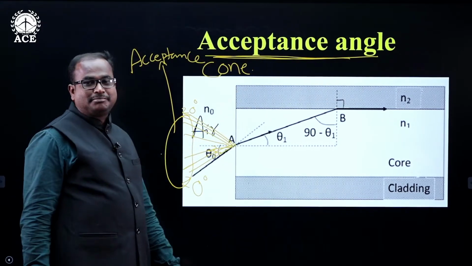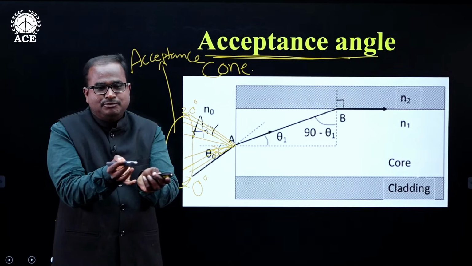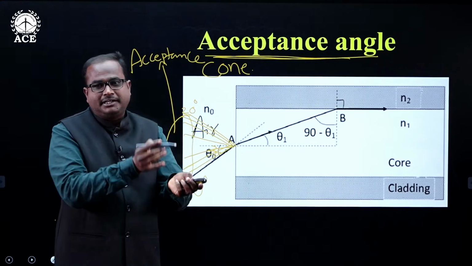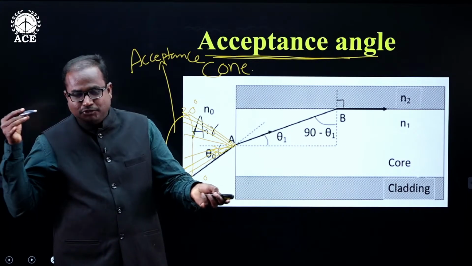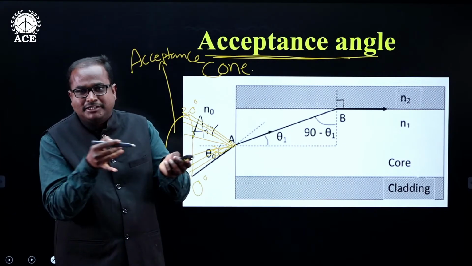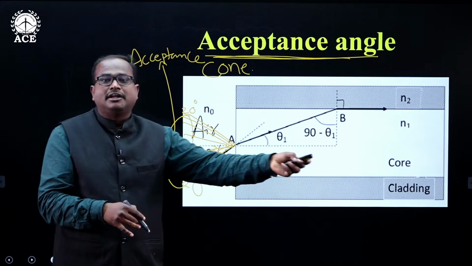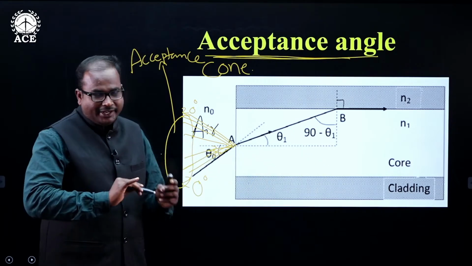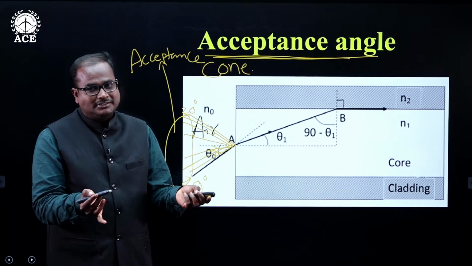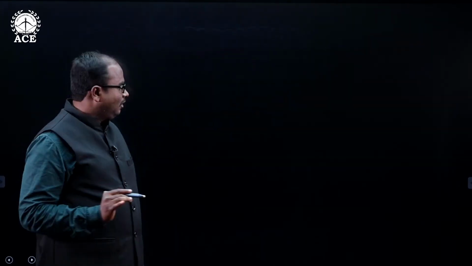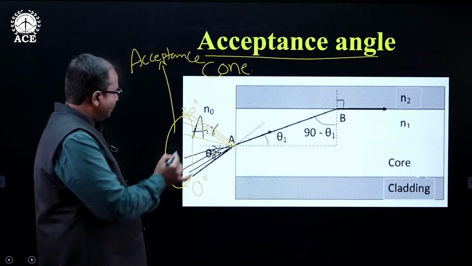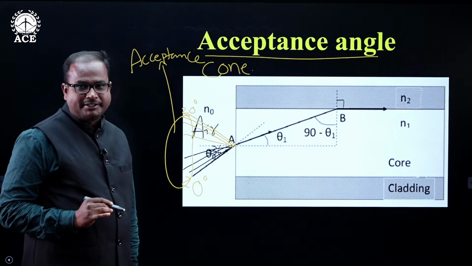So what is this acceptance cone? The acceptance cone gives the set of all accepted directions. If you launch the light beam within that acceptance cone, then only the light ray will undergo total internal reflection inside the core medium. If you exceed that acceptance cone, the light ray may not undergo total internal reflection. So this cone is known as the acceptance cone.